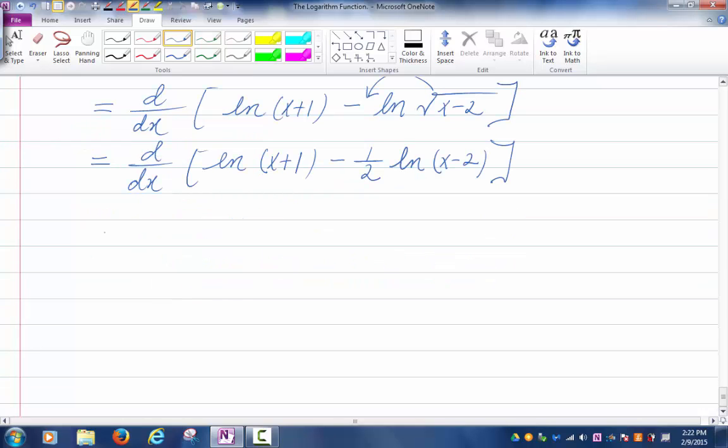Now I'm going to take the derivative. What's the derivative of the first term? I have ln of (x plus 1). If x plus 1 were just x, then we know that the derivative is 1 over x. But x plus 1 is not just x, so it is 1 over (x plus 1) multiplied by the derivative of that, which is just 1 in this case, minus half. What's the derivative of ln of (x minus 2)? It is 1 over (x minus 2) times 1, and then I can simplify it a little bit. Is everybody okay with that?